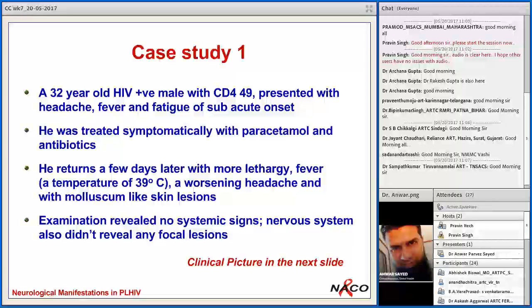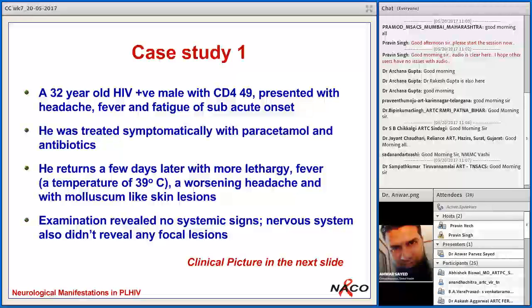So this is a 32 year old HIV positive male. CD4 is very low, as you can see, less than 50 in fact. He presented with headache, fever, and fatigue of subacute onset. Now, all these symptoms are important to guide us towards the diagnosis. So this patient, like any other patient of similar symptomatology, was treated with paracetamol and antibiotics because he had fever and headache. The patient returns after a few days with more lethargy, increasing temperature, worsening of headache, and molluscum-like lesions.